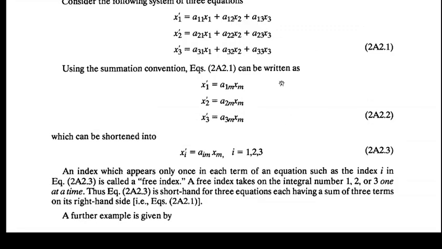So with the help of both types of indices, we have a simple form of this system, 2a.2.1 to 2a.2.3. If you have this, then you can write it with the help of these three equations. This is the shorthand form: if you know the characteristics of dummy and free index, then you can write your system in very short form. And if this has 10 equations, you can also write it in this way very shortly. Simply, i will vary from 1 to 10.